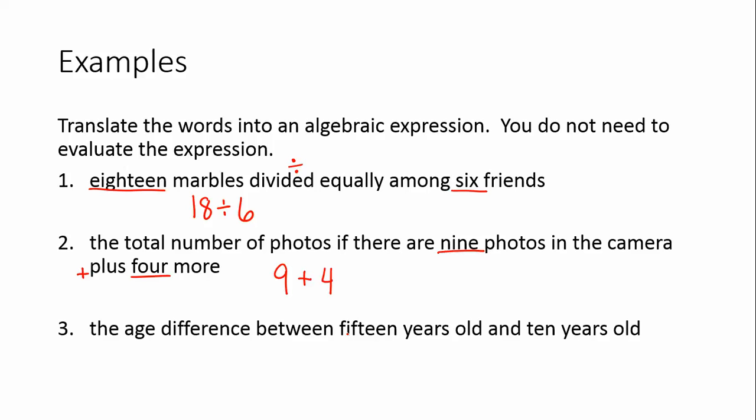Why don't you go ahead and pause the video here and try number 3. The age difference between 15 years old and 10 years old. So we have 15 and 10. And this one's a little trickier, but the word that's giving us the hint for which operation to use is difference, and that means subtraction. So our expression would be 15 minus 10. Hopefully you got that right, and if you didn't, you can see why.